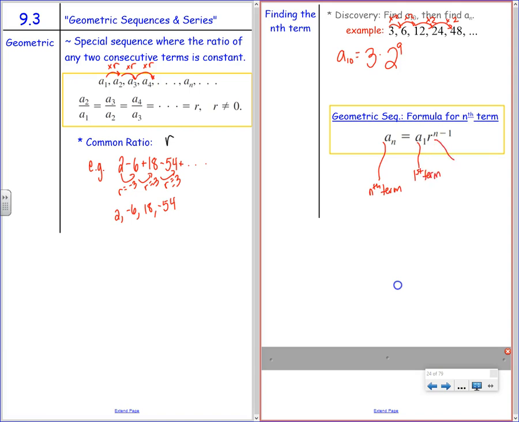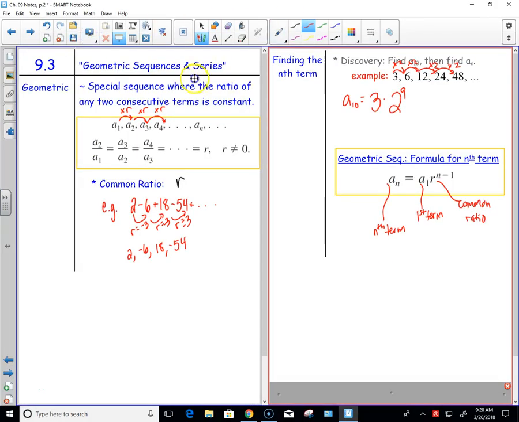And you do n minus 1 jumps of multiplication of your common ratio. If you add 2, add 2, add 2, add 2, that would be n minus 1 times 2. Repeated addition is multiplication, but repeated multiplication are exponents.